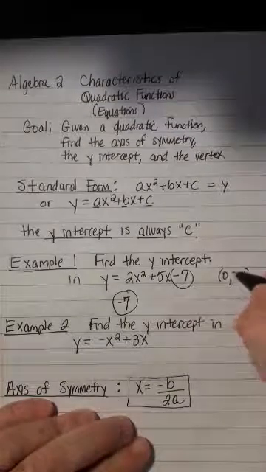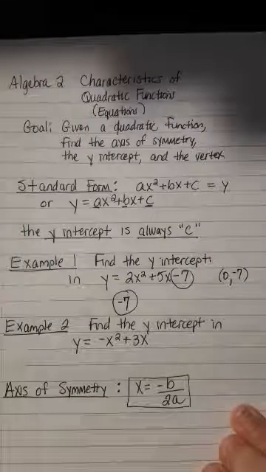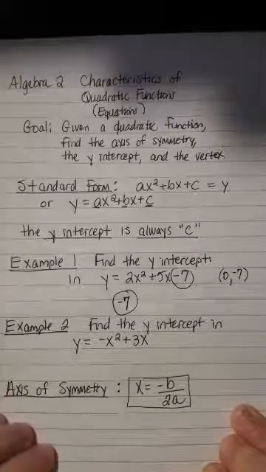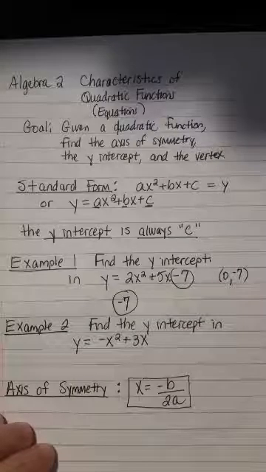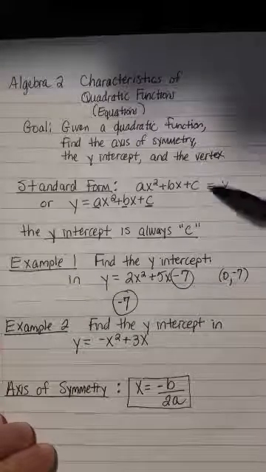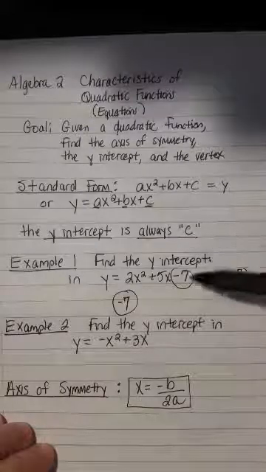And that's going to always be the case. You just always plug 0 into your x when you're trying to find the y-intercept. It's always going to work out in these problems, no matter how many terms are in it, that your y-intercept is going to be just that number, that c, at the end.